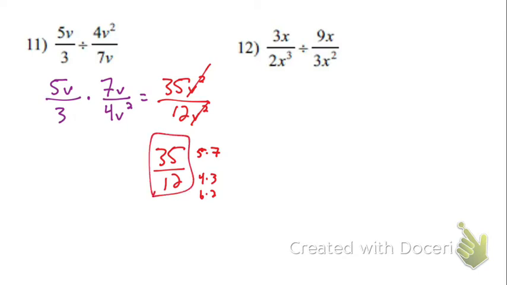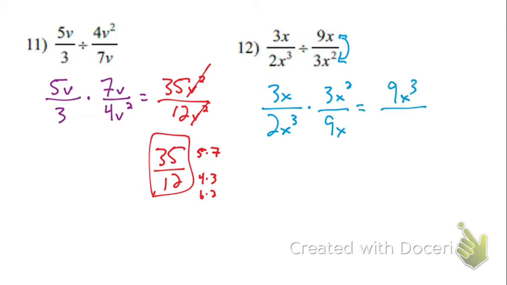And last but not least, I have 3x over 2x to the third, and I multiply that by 3x squared over 9x. So, multiply it out. I get 9x to the third all over 18x to the fourth. Now I'm going to deal with the variables first. Why not? Those 3 go away. I'd be left with 1 down here. So there's going to be an x down there.